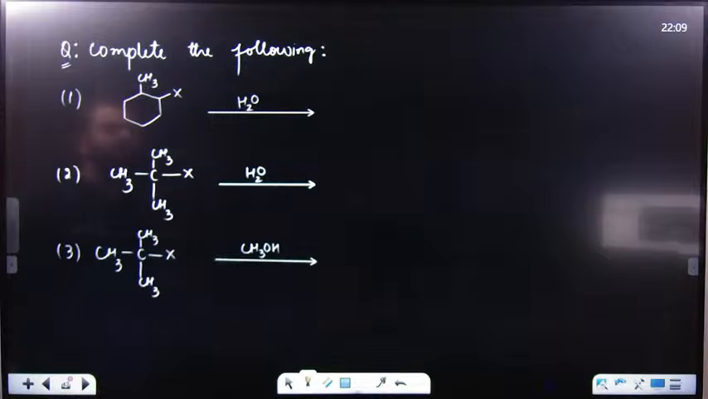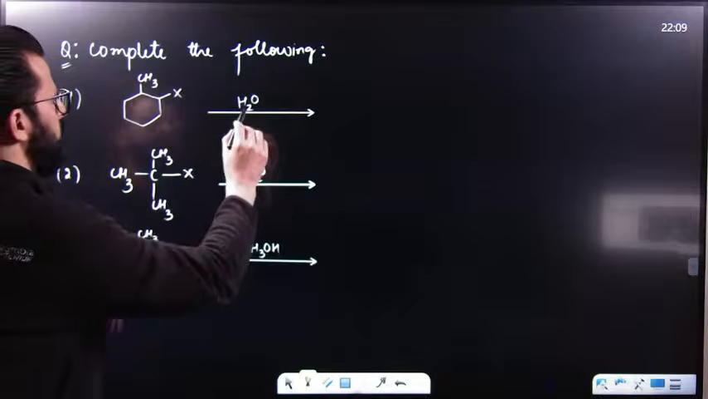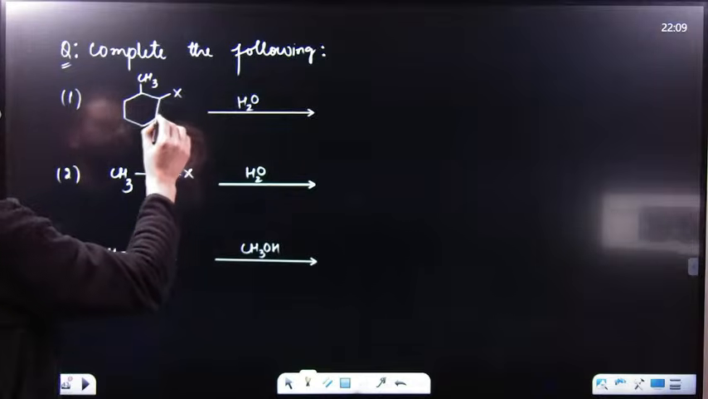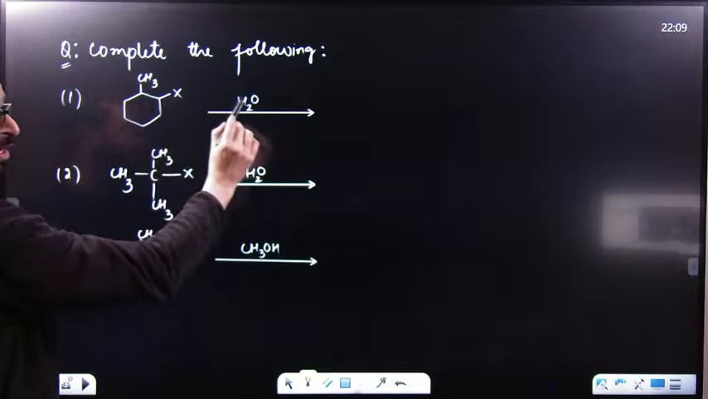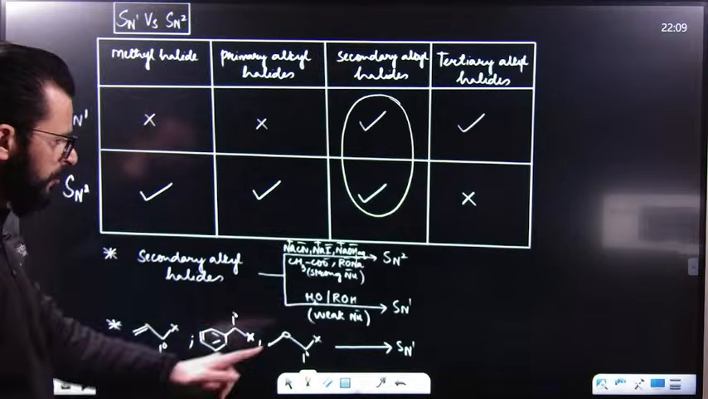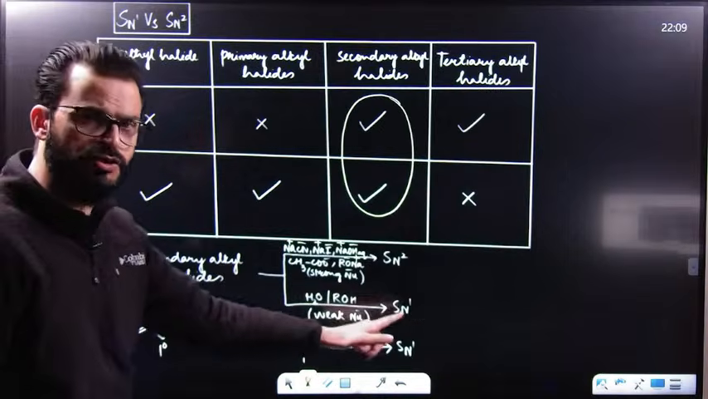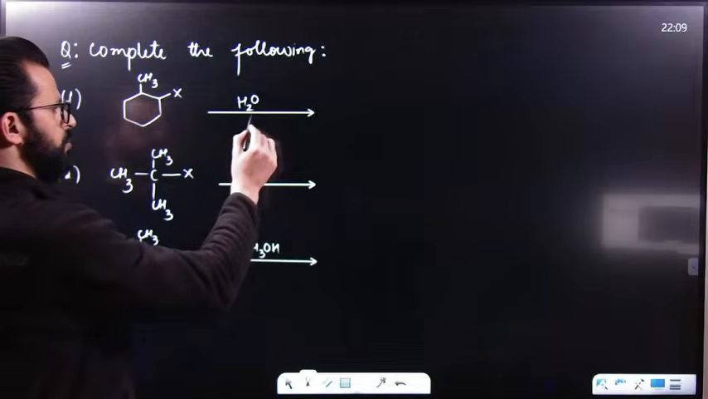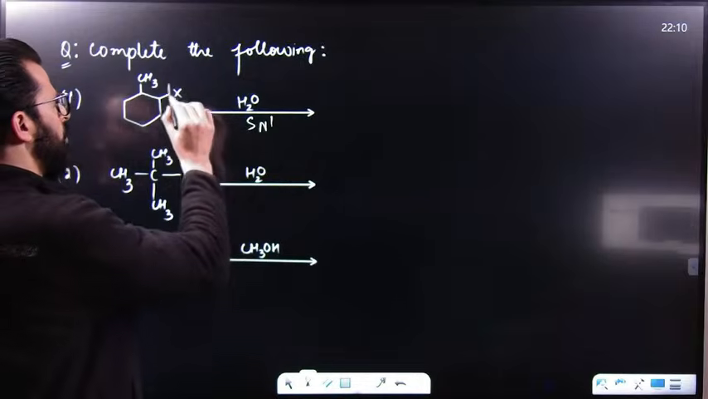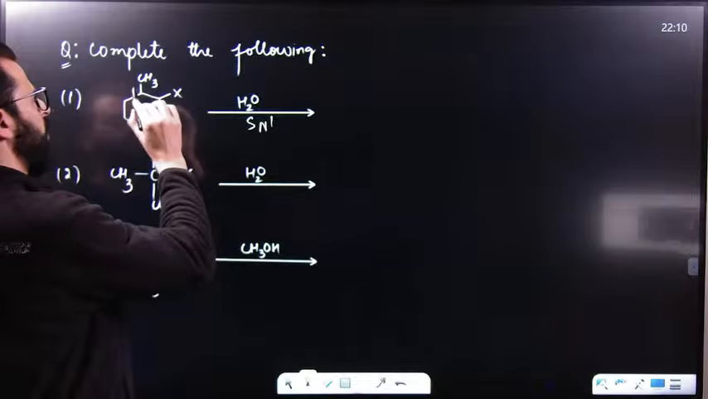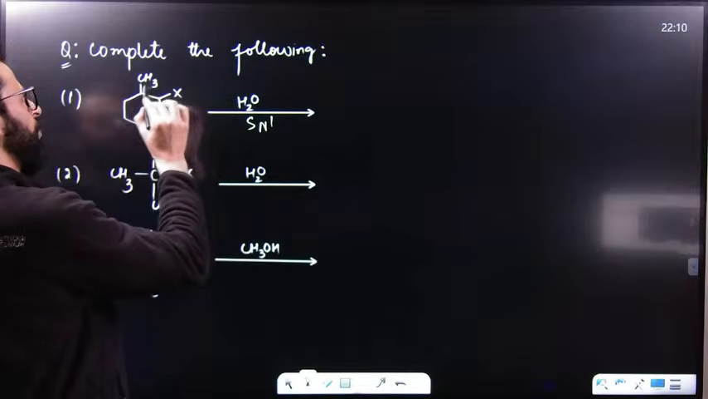After that, here are a few questions. Now have a look. Complete the following reactions. Now, water is there and this is secondary alkyl halide. Water is there and secondary alkyl halide is there. So this will be SN1 reaction. Now remove this, form a carbocation, hydride shift, form carbocation here and OH will go there.